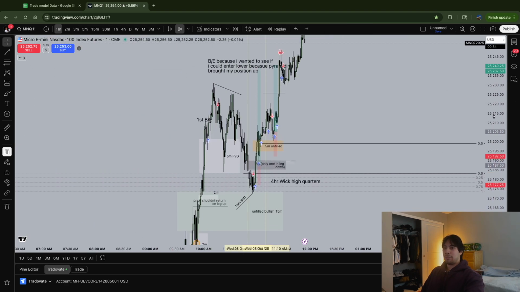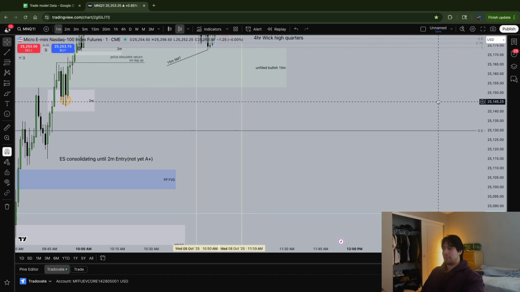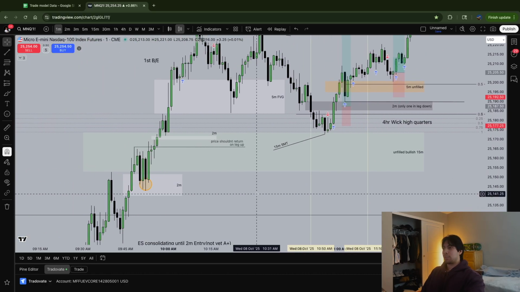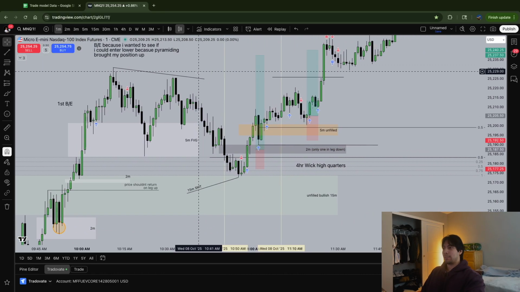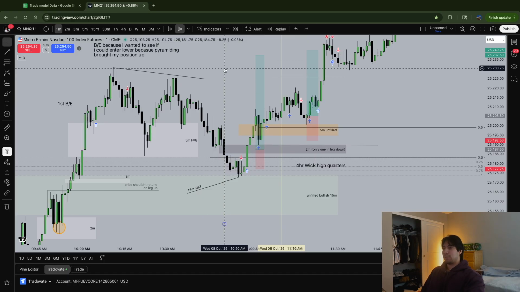Right, so then after we're supporting above that, we don't come back down to it whatsoever. 2 minute supports, missed the entry there. Boom, we could have taken that. That was in the macro. New macro starts. What am I looking for?